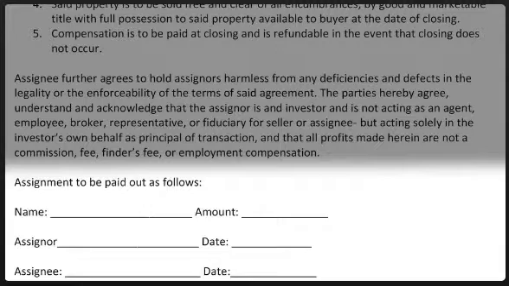Assignment to be paid out as follows. And so you'll put your name and the amount there again. Assignor is you. Assignee is your buyer, and put the date in. So very, very simple, one-page agreement, very straightforward.